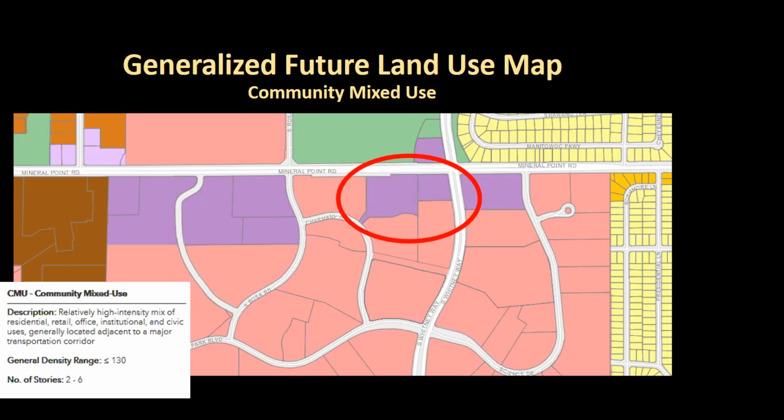The area that is being proposed for development here is recommended for community mixed use. This is a relatively high intensity mix of various types of uses. So this could include residential, office, institutional, some retail and commercial, and is generally located along major transportation corridors, such as Mineral Point Road or Whitney Way. The general residential density is quite high here, up to 130 dwelling units per acre. And the types of buildings that we would expect to see are between 2 and 6 stories tall.